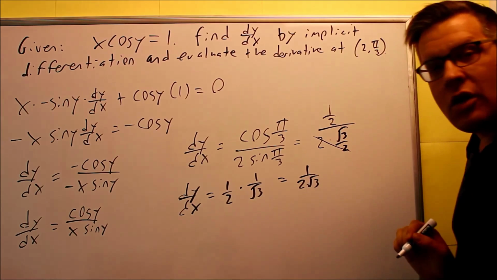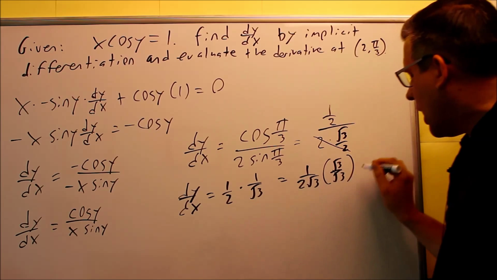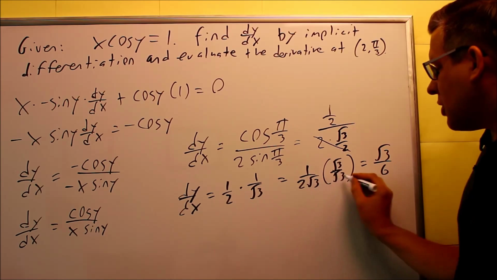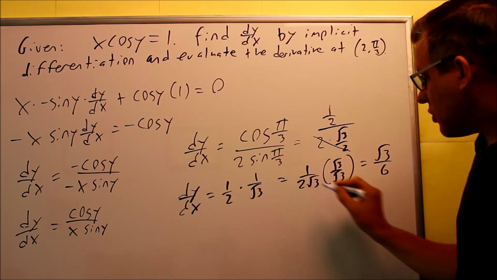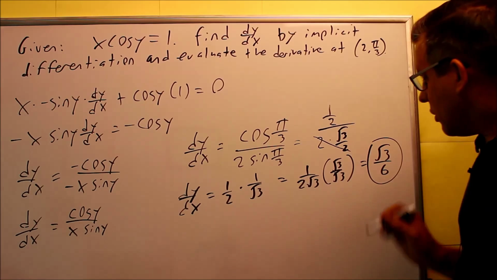If you want to leave it in that form, it's fine. Also, you can rationalize it. And if you rationalize it, you'll get root 3 over 6, because root 3 times root 3 is 3, times the 2. So this should be your exact answer there, root 3 over 6.